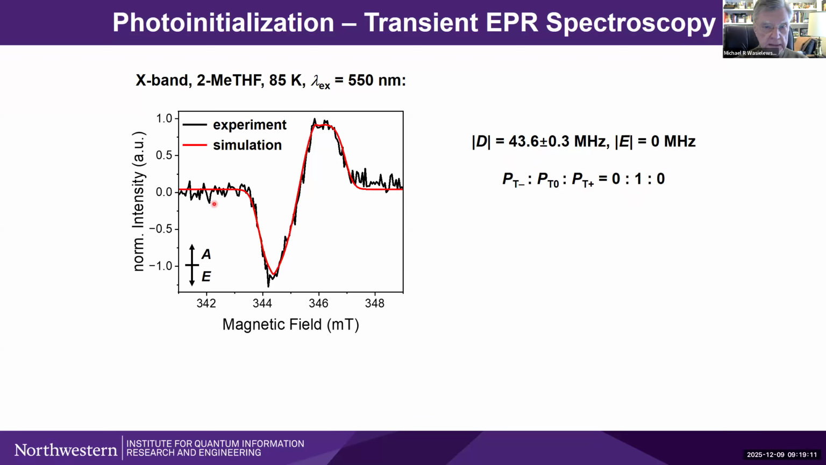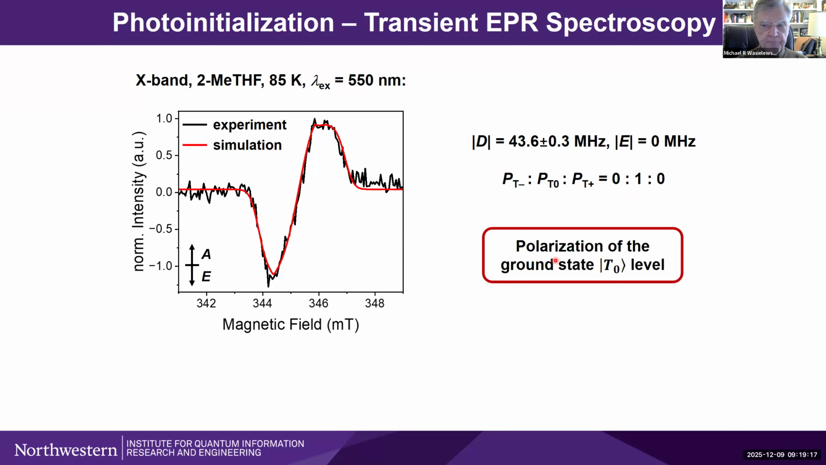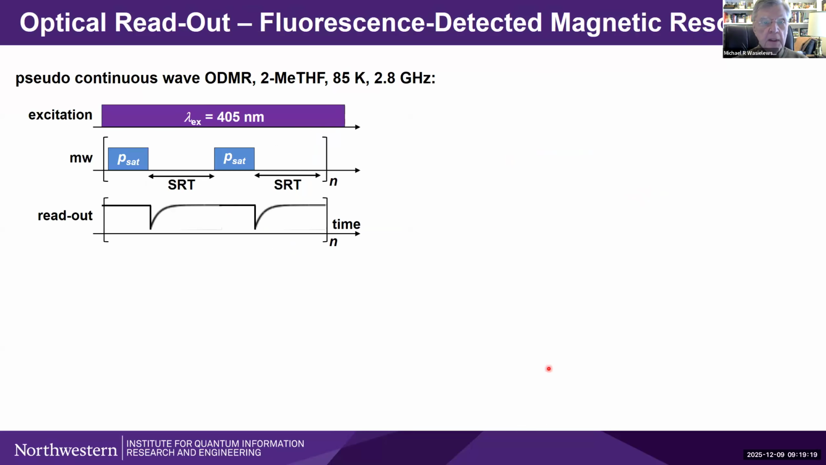And so basically, this experiment shows that we are selectively populating one of those 3 triplet ground state levels. Okay. All right, so let's do some ODMR. We're going to do fluorescence detected ODMR in this particular case. And so once again, we're in 2-methyl THF, 85 Kelvin, with about a 2.8 gigahertz frequency.